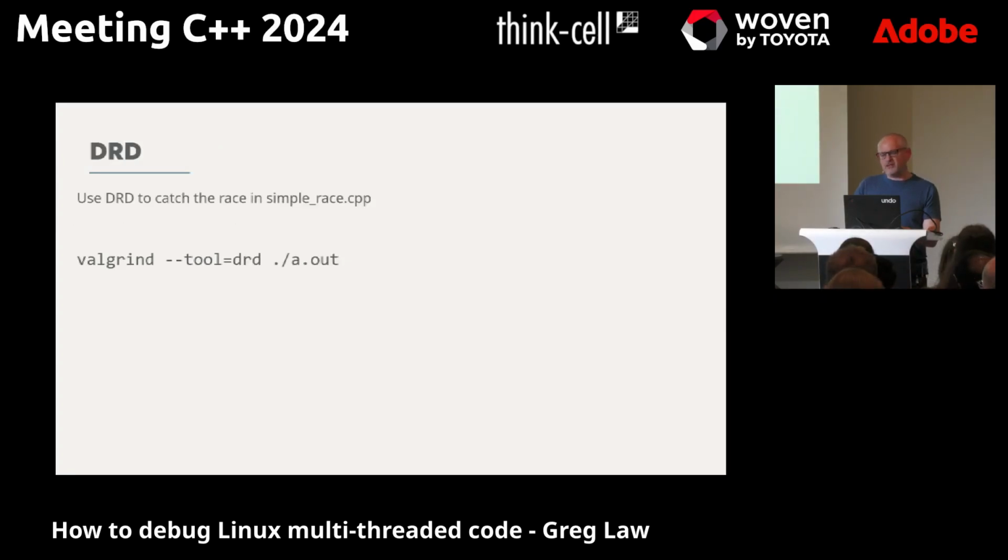We got DRD, which is kind of the same as Helgrind, but just a different implementation. I believe it runs faster with less slowdown, but will catch fewer things, so it's just a little bit less strict. So you could say it's halfway between ThreadSanitizer and Helgrind.